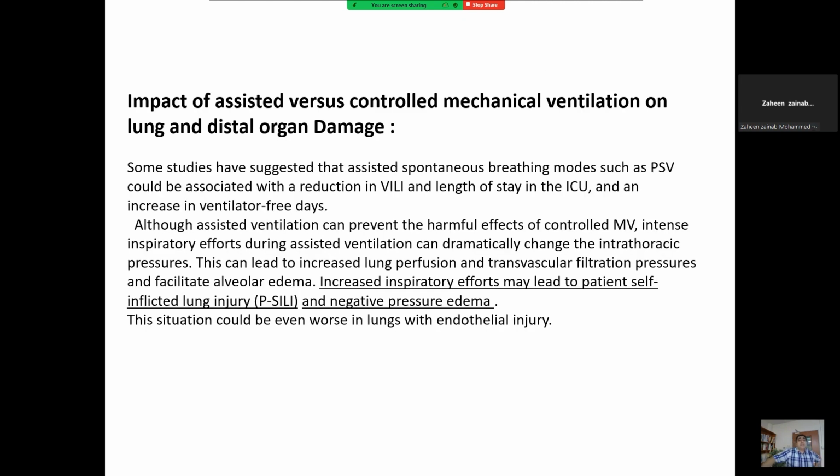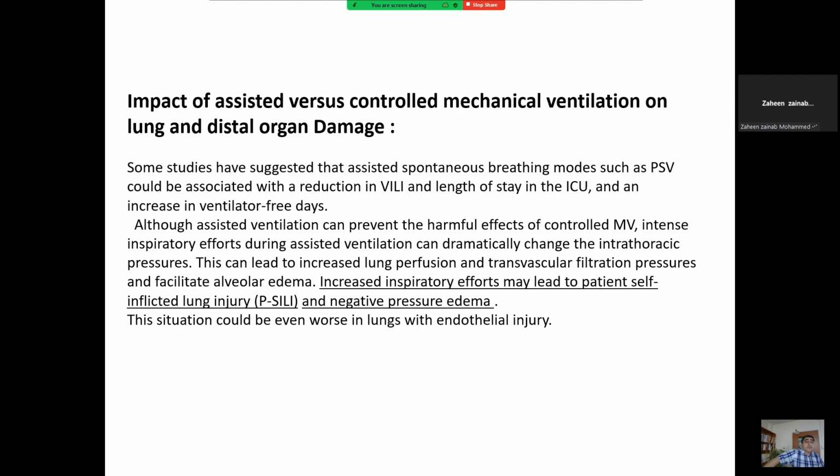Now, impact of assisted versus controlled mechanical ventilation on lung and distal organ damage. Some studies have suggested that assisted spontaneous breathing modes such as pressure support ventilation could be associated with a reduction in ventilator-induced lung injury and length of stay in ICU, and an increase in ventilator-free days.